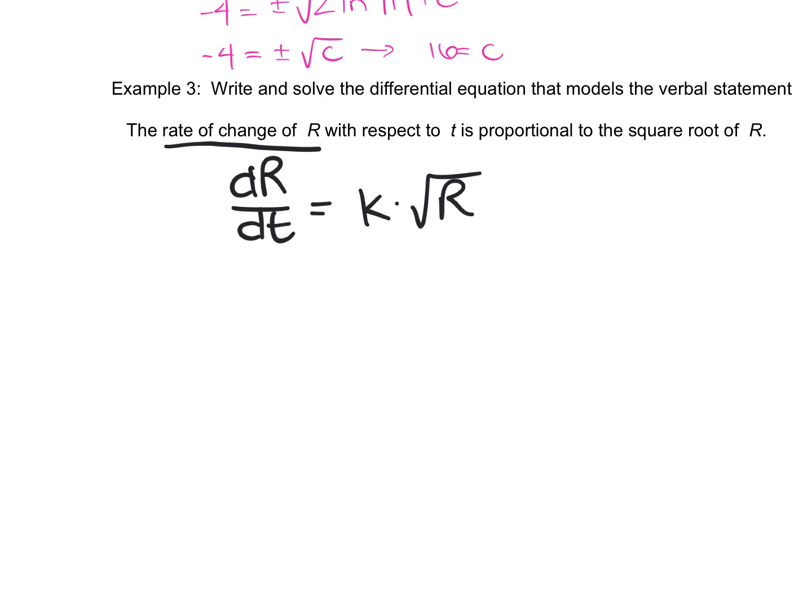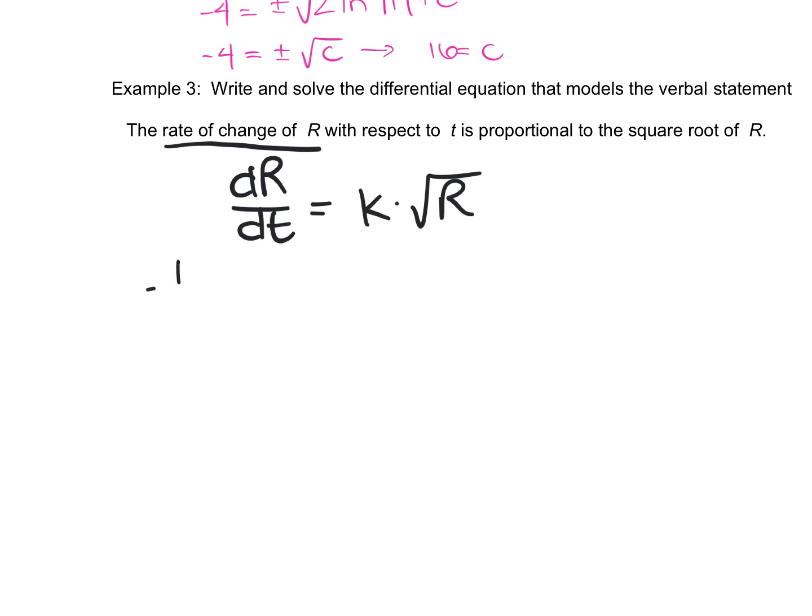Proportional to is generally multiplying. Inversely proportional to is dividing. So anytime it says proportional to, you want a constant k out front. Proportional to is a multiplication. So if I want to separate my variables, what variable do I want to take to the left? R, the one that's on top of the dr dt. And so that means I'm going to divide that.